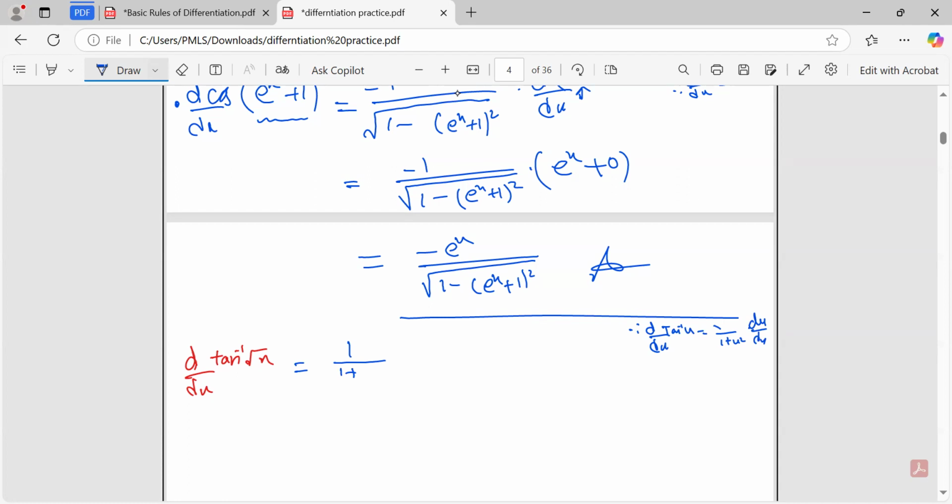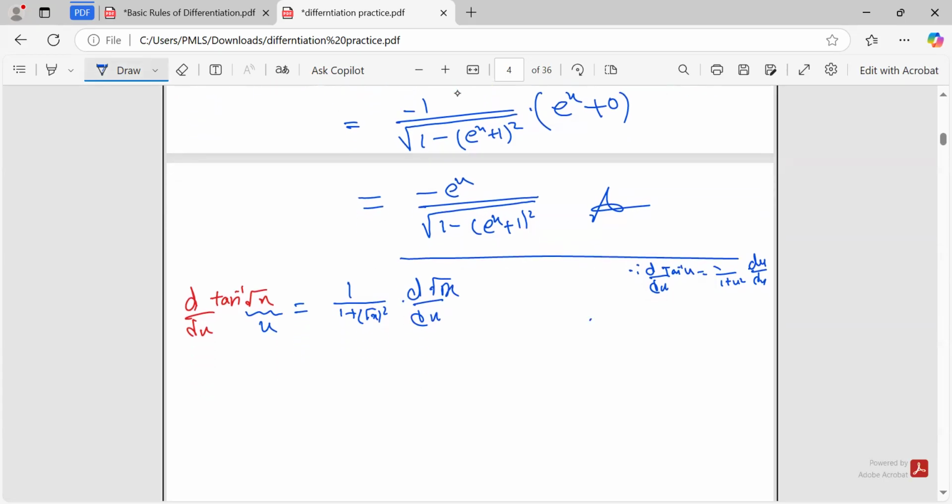So 1 plus u in this case is square root x, times the derivative of u. Keep in mind, square root of x can also be written as x to the power 1 by 2, so you can easily apply the power rule. So 1 over 1 plus, in this case, easily cancelable. You can write it like that, and here it will be written as x to the power 1 by 2. So by the power rule, 1 by 2, x to the power 1 by 2 minus 1.